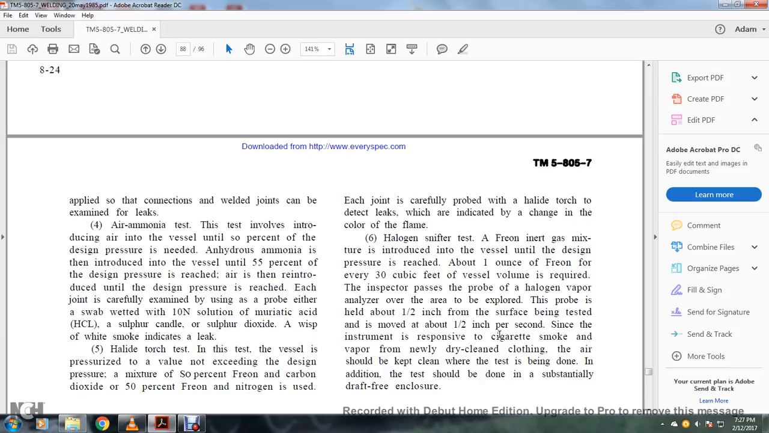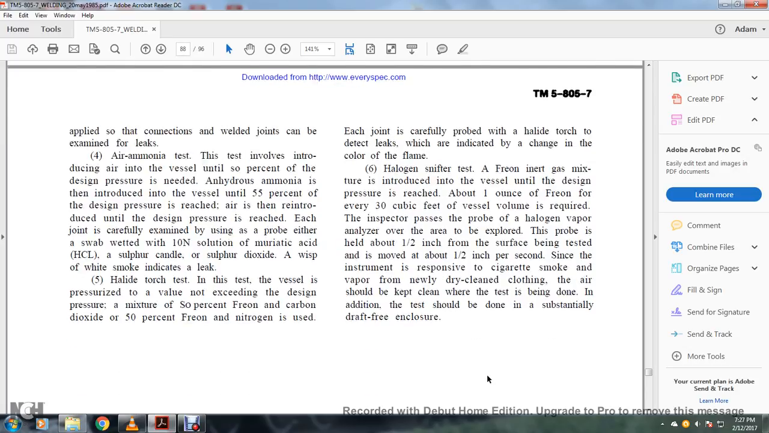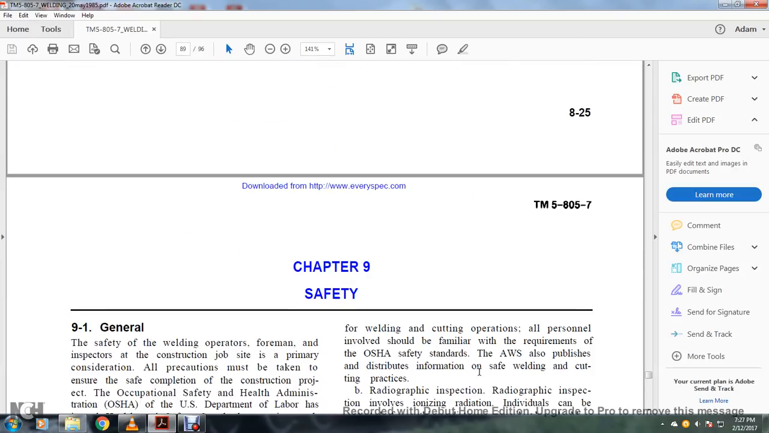Since the instrument is responsive to cigarette smoke and vapor from newly dry cleaned clothing, the air should be kept clean while the testing is being done. In addition, the testing should be done in a substantially draft-free enclosure. And that completes Chapter 8.